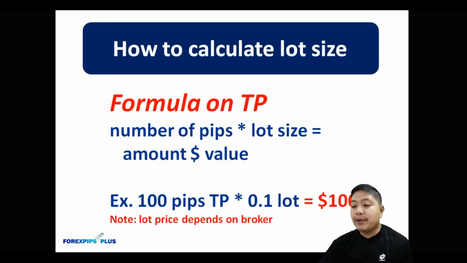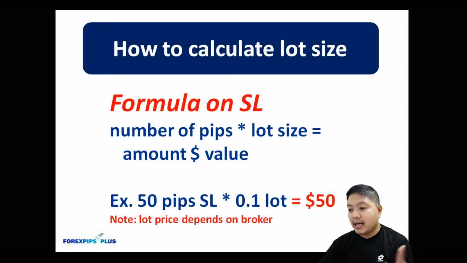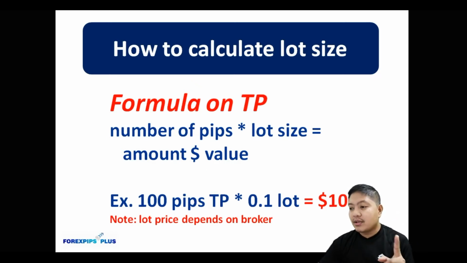So the formula on TP, this is the calculation: number of pips multiplied by your lot size is equivalent to your dollar value amount, right? Let's say, for example, you already identified your TP, about 100 pips, and then multiply by your lot size. Let's say you're going to earn possibly $100. It's just times 2 from your previous SL here, right? So this is times 2.